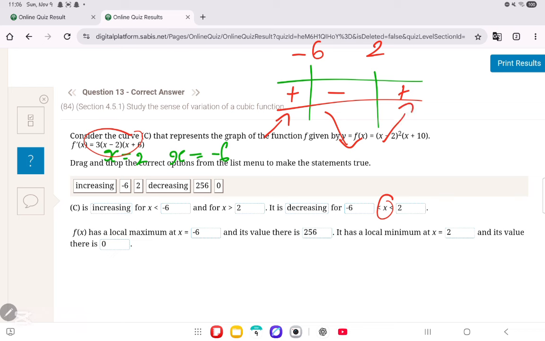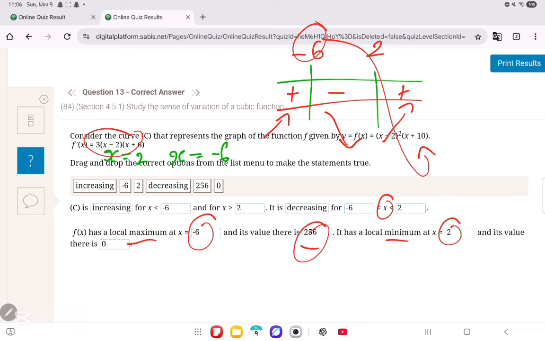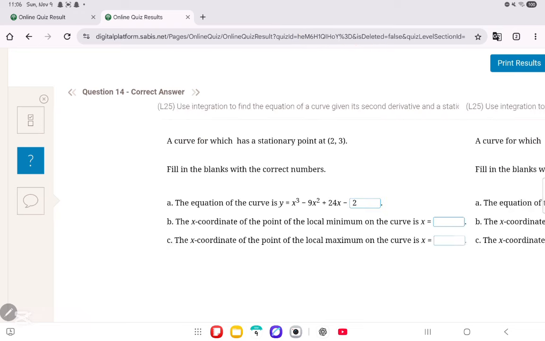Local maximum is at minus 6. And how do I find the value there? I take minus 6 and substitute it in the original equation. I will get 256. Local minimum is at 2. I take the value, substitute it in the original equation. I will get 0.